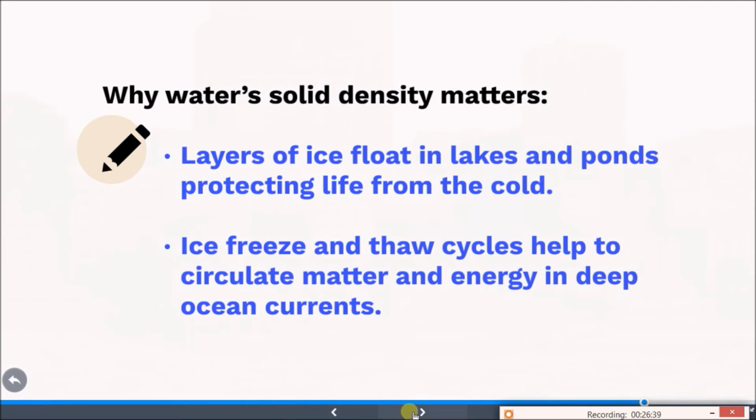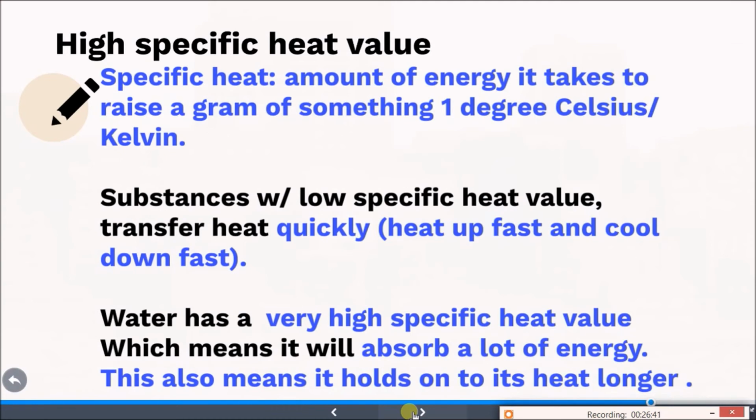All right, high specific heat value. So water has something called a high specific heat value. Everything has a specific heat value. It's not like water is the only thing that has a specific heat value. Everything does, every chemical on the planet.